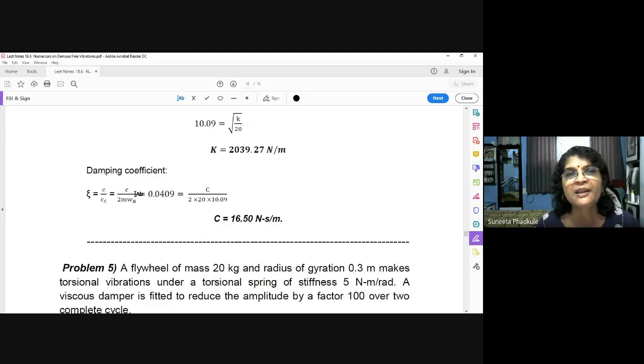And you want to find out C also. So find out C from this formula. Understood? Problems are very easy, but it requires practice.